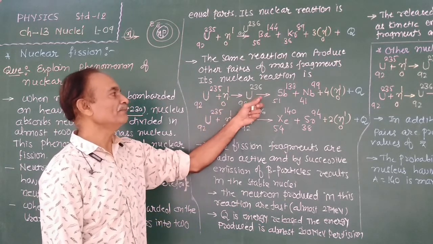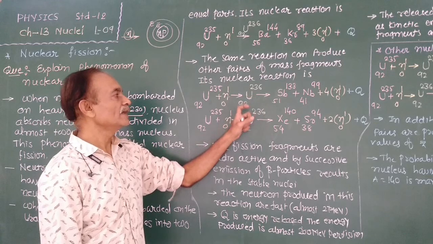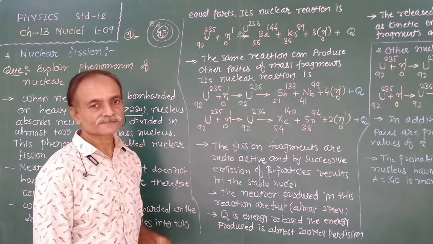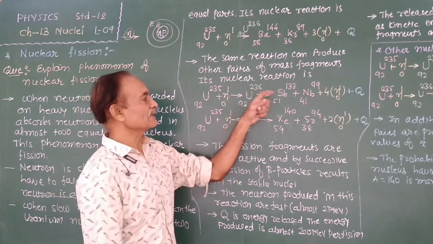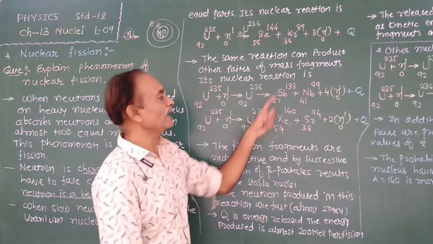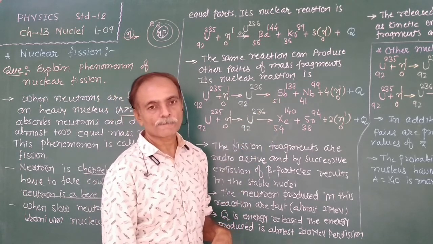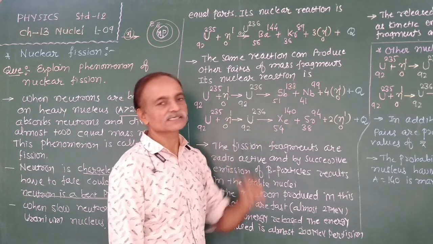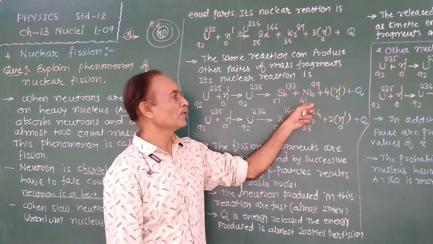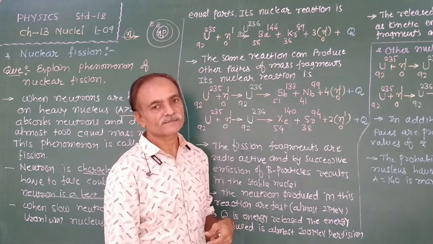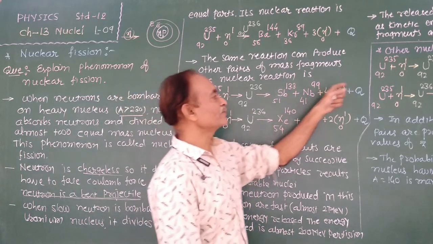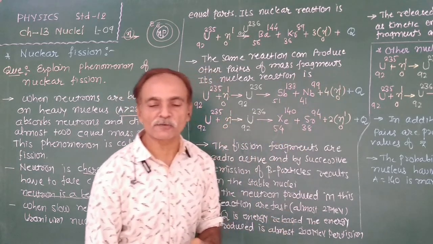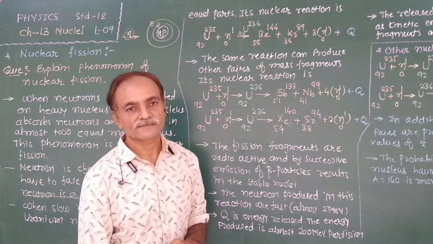It absorbs the neutron and becomes the unstable uranium-92-236. So this unstable uranium nucleus is divided into Sb 51-133 plus niobium Nb 41-99, plus 4 neutrons are produced plus Q amount of energy is generated.